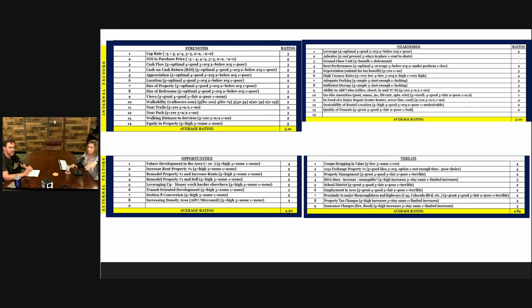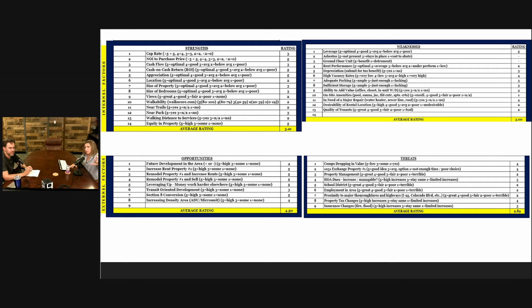That could matter because you have a family and they don't want to walk up flights of stairs to put their groceries away. Things like that. Things like adequate parking, on-site amenities. Is it in need of major repair? Quality of tenants in the neighborhood? Those kind of fall into the strengths and weaknesses.